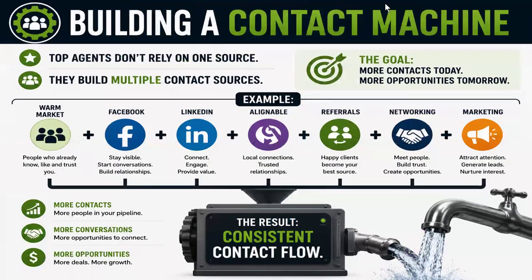And then building a contact machine. So top agents don't rely on one source. Like we teach our clients, a one-legged retirement stool is going to fall over. You need multiple legs to stand up. And plus, if you were killing it in this industry and you had one source and that source changes, goes away, whatever happens to it, your whole business crumbles. If you have multiple contact sources, you're okay. You have a diverse kind of buffet of people that you're getting. The goal here, more contacts today, more opportunities tomorrow. So it doesn't matter where they come in. They should just be coming in from multiple sources.